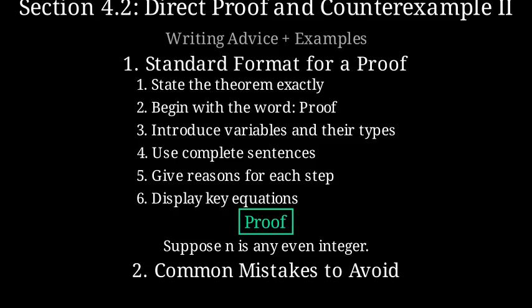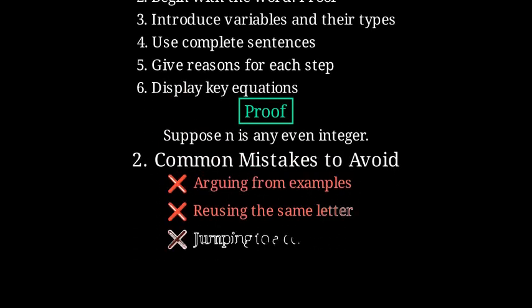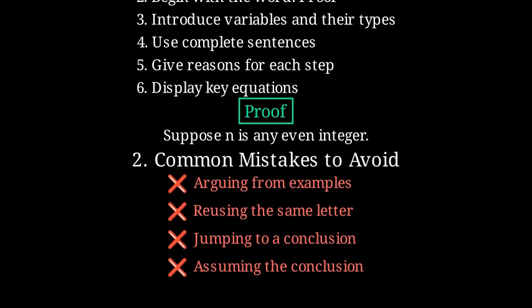These mistakes are extremely frequent, and they can break a proof even when the final statement happens to be true. We'll list the 4 biggest ones and show quick examples. Mistake 1. Arguing from examples. One example cannot prove a universal statement.